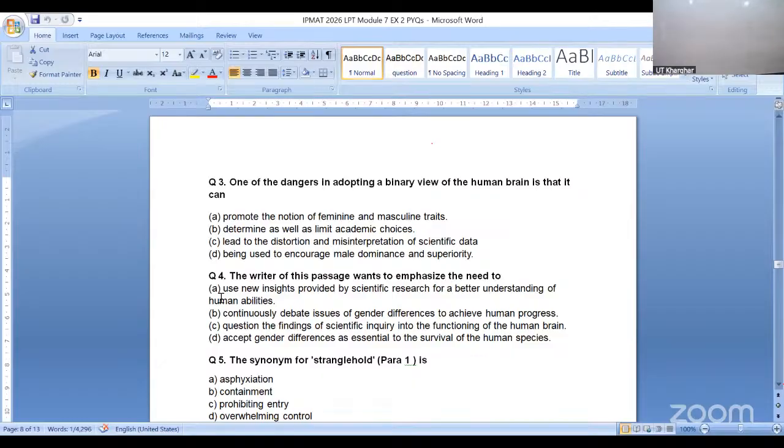So, why can't option D be the right answer? This is talking about adapting a binary view of the human brain. Now if we look at it, B and C are eliminated, right? Now between A and D, promote the notion of masculine and feminine traits and encourage male dominance and superiority. So is it really talking about male dominance and superiority?